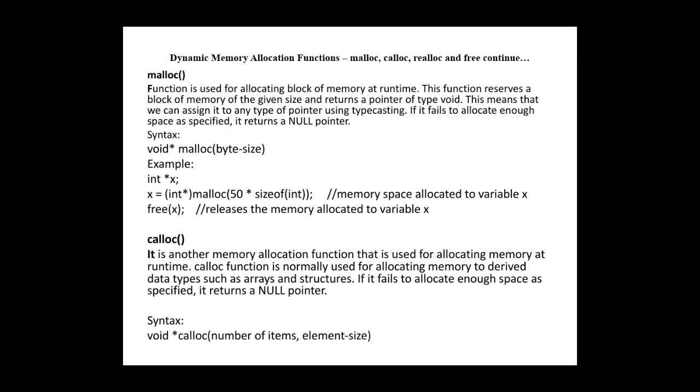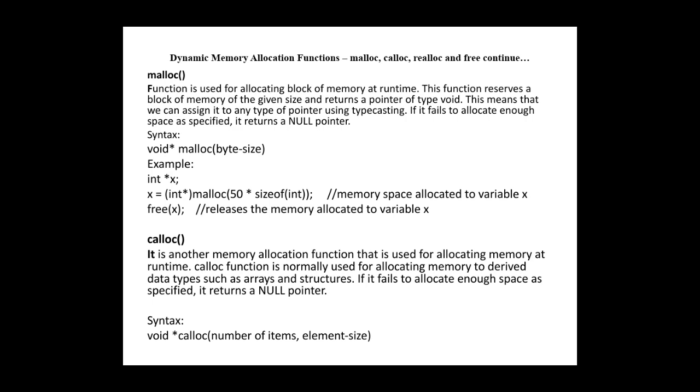So the malloc function will reserve 100 bytes of memory at the time of execution of the program, and it returns the void pointer, which has been converted here into the integer type of pointer because we have written int star. The address of the first byte of this reserved memory is pointed to by the pointer variable x, because x is an integer type of pointer. It can point to the first byte of memory allocated by the malloc function, because we have converted the void star pointer to the int star pointer.